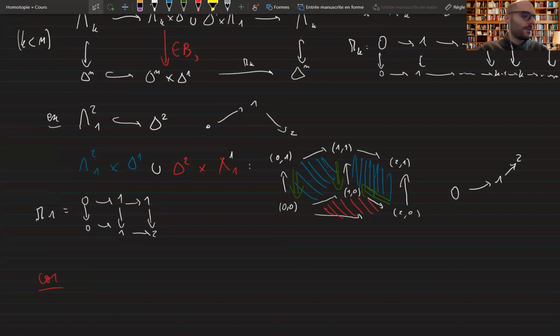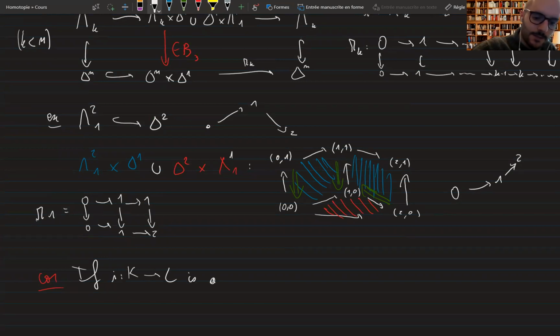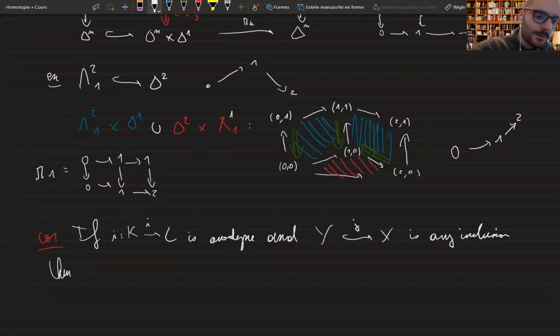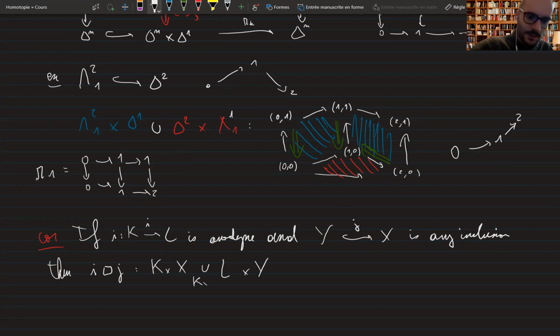Okay, so as a corollary, we have a very nice statement. If I from K to L is anodyne and Y into X is an inclusion, so let's call this one I and this one J, then you have this map that I define like this, I square J, which goes from K cross X union L cross Y along K cross Y into L cross X, is anodyne. Okay, so a generalization of what we proved before.